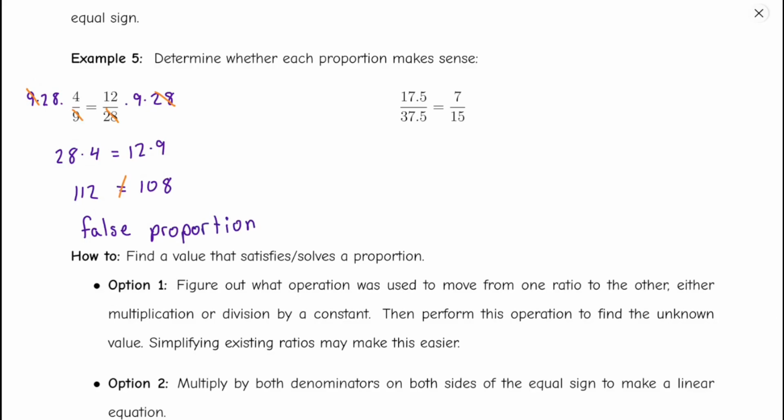Now, does 17.5 over 37.5 equal 7/15? Just like before, I'm going to multiply both sides by both denominators. On the left-hand side, the 37.5's cancel out, and on the right-hand side, the 15's cancel out. So then we have, does 15 times 17.5 equal 7 times 37.5? I'm going to do that off to the side here. Let's start out with 17.5 times 15.